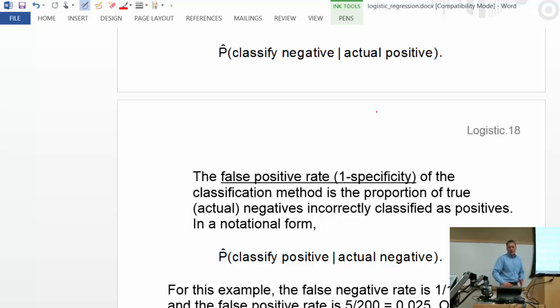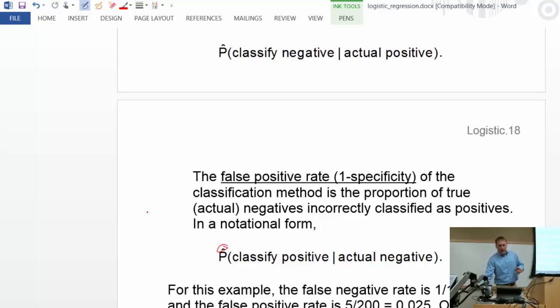Just a little note about my notation here. If you notice, I have a little hat on top of some of my probabilities. I just decided to introduce sensitivity, specificity, and the false positive and false negative rates as estimates so that we could look at that simple table that we saw there. So that's why I put a little hat on top, to mean it's an estimated probability.